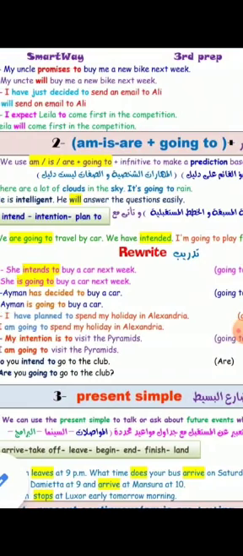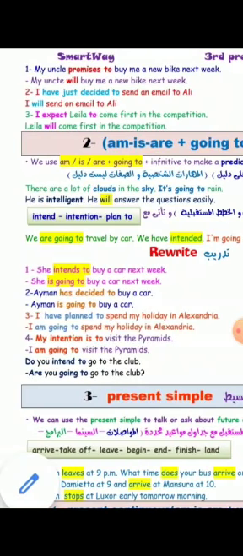Let's have some examples. I'm going to study engineering. This is my plan. My brother is going to buy a villa. He has intended to do that. The car ran out of petrol, so it's going to stop. This is a prediction with evidence.